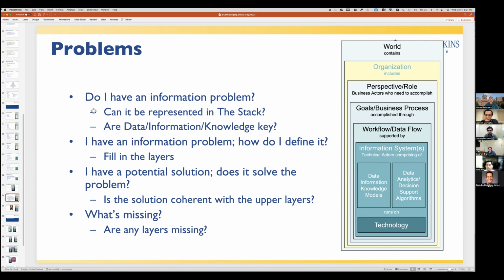So do I have an information problem? Can it be represented in the stack? If I have an information problem, how do I define it? So I should define it above the line and maybe below the line as well. If I have a solution to solve a problem, again, is the solution down here coherent with the stuff up here? If you can't figure out what's going on up here, you don't got down here.